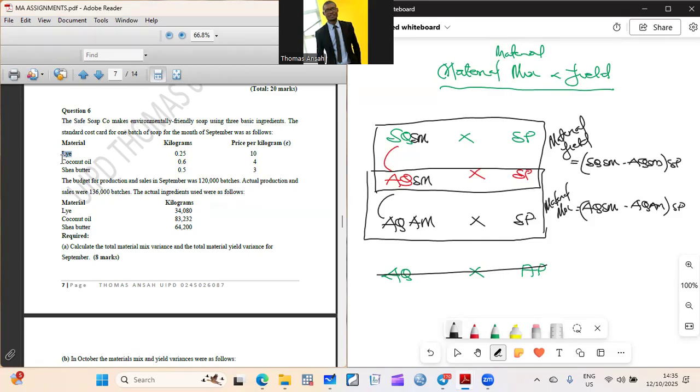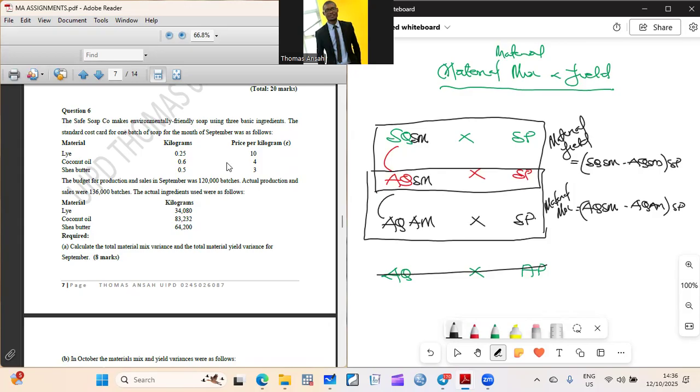Now, the standard cost card is given. So that is the standard cost card for one batch. All right. And always know that standard cost is always for one. When we say standard cost, it is always for one. Now, you have the budget for production and sale in September being 120,000 batches. Actual production and sale were 136,000 batches. The actual ingredients were as follows.